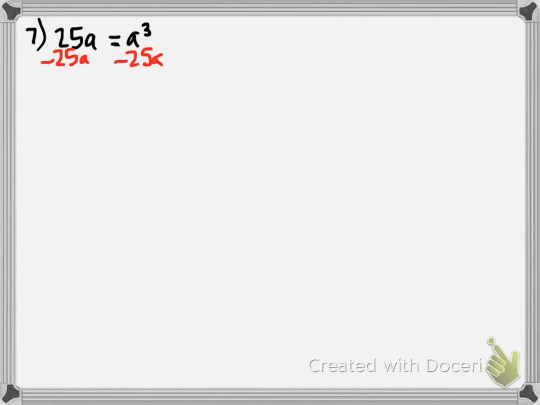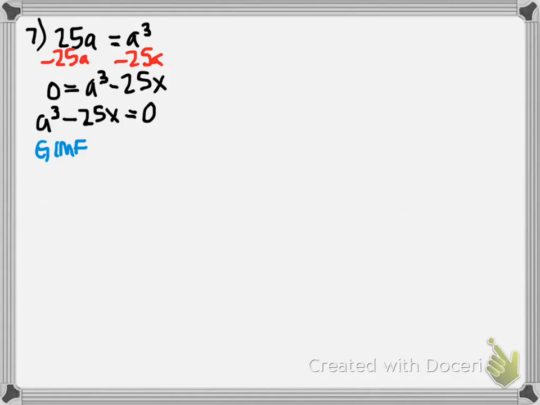So I'm actually going to subtract 25a from both sides. Now that gives me 0 equals a cubed minus 25a. And we're going to use that symmetric property to rearrange this equation to make it a cubed minus 25a equals 0. Next, we look for a GCF. Oops, it's supposed to be an a. Sorry, I don't know why I put x's in there. Let me go correct that. So we do have a GCF, which would be a.